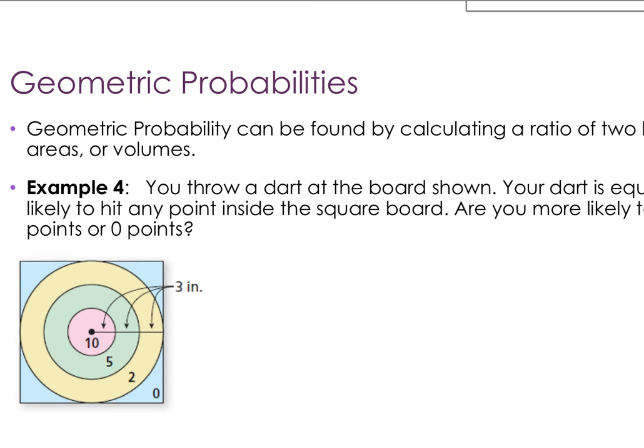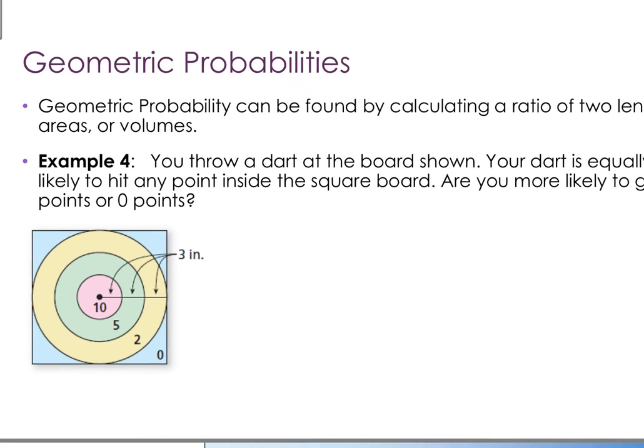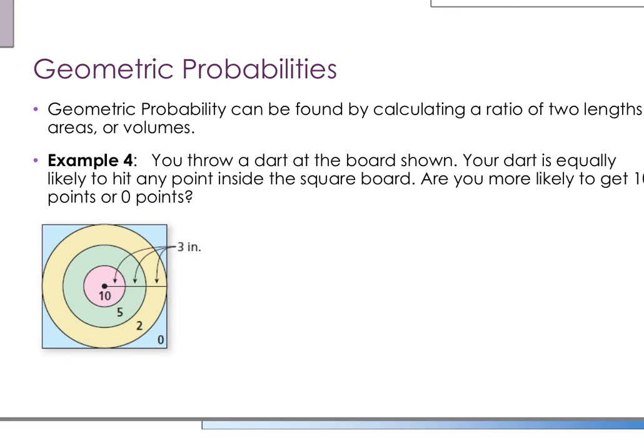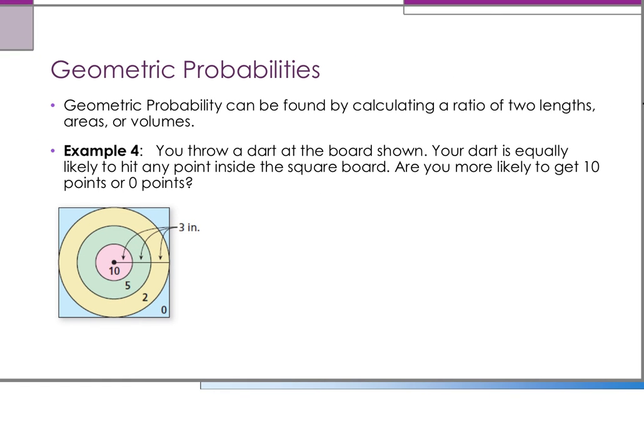This is how geometry comes into play, Christian. So geometric probability can be found by calculating a ratio of 2 lengths, areas, or volumes. Example 4. You throw a dart at the board shown. Your dart is equally likely to hit any point inside the square board. Are you more likely to get 10 points or 0 points?